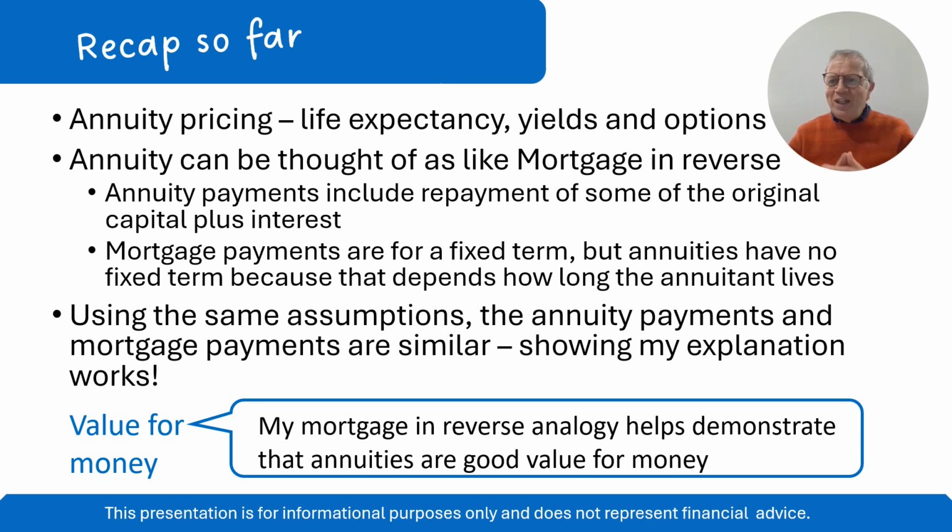Now, I do wonder why I went into so much detail on this, but I think there's a really important point that's going to come out of this, which is, annuities are value for money. My mortgage in reverse analogy helps demonstrate that, for most people, they'll get their capital plus their interest back if they live to normal life expectancy.